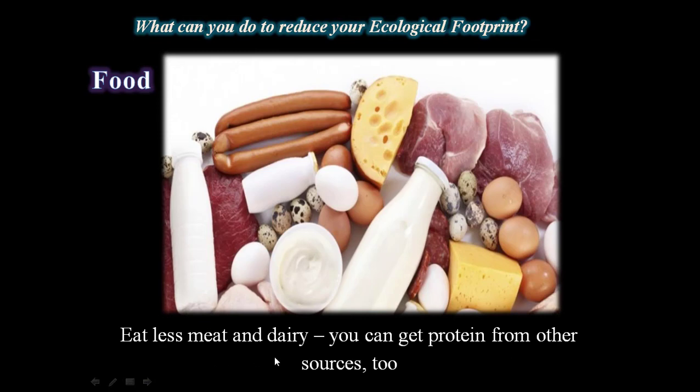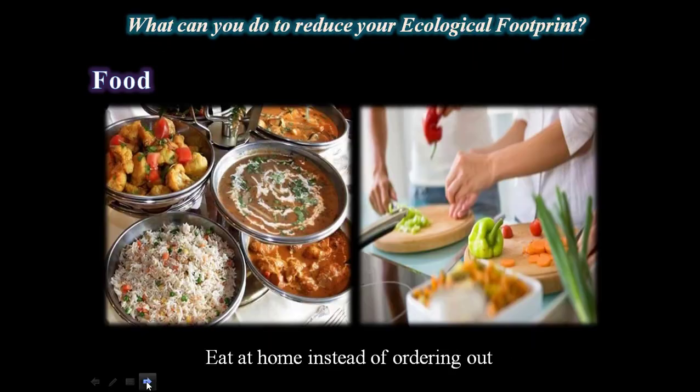Eat less meat and dairy. You can get protein from other sources too. Eat at home instead of ordering out. So these are some of the ways of reducing ecological footprint related to food.